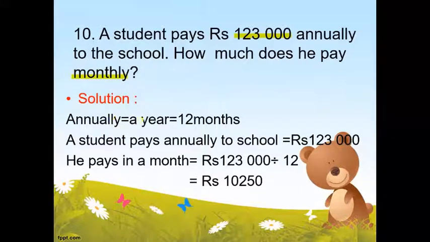So annually means a year, and in a year there are 12 months. So we want to find that how much he will pay to school in a month. That is, we will divide this amount by 12 because in a year there are 12 months. So we will divide this amount by 12 and you will get your answer as rupees 10,250. So in this way, you can find out that how much he or she will pay in a month.